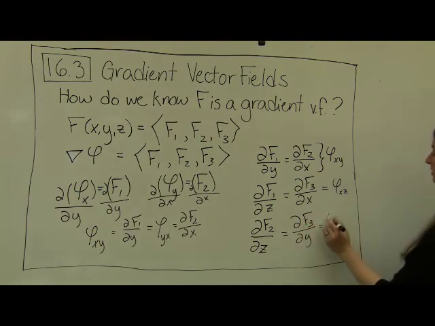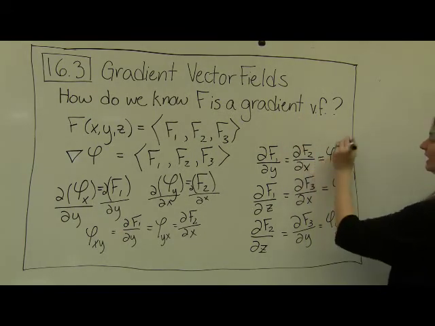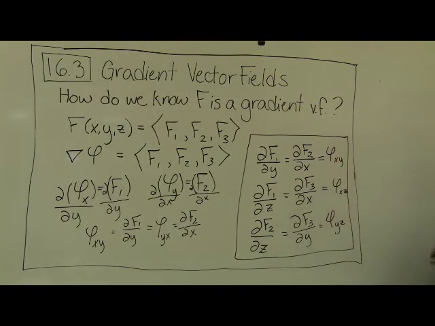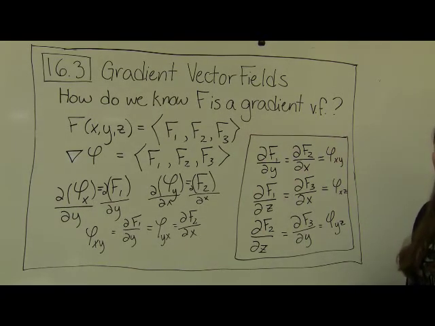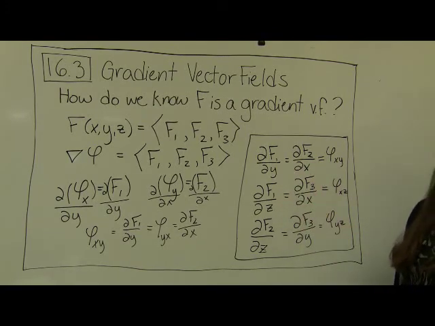Because these are the mixed partials with respect to y and z of our potential function. So if all of these things are equal to one another, then we know that our function is in fact a gradient vector field. And if one of these things happens to not be equal, then we know it's not a gradient vector field.